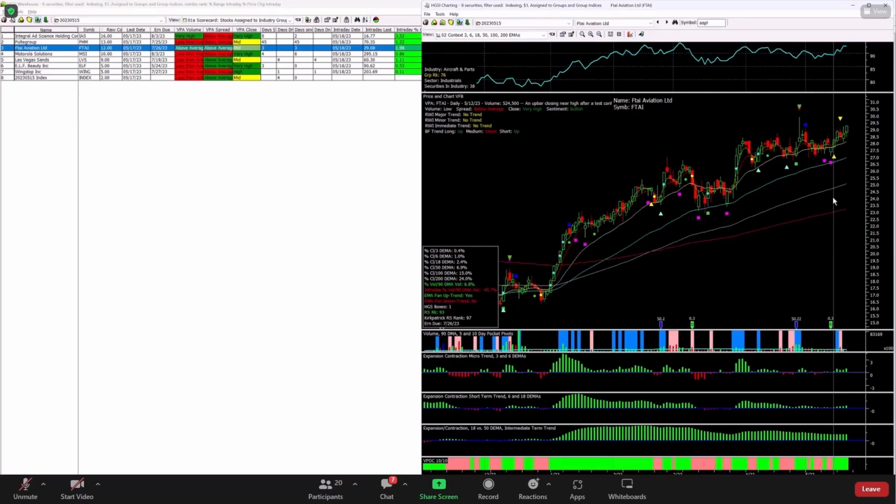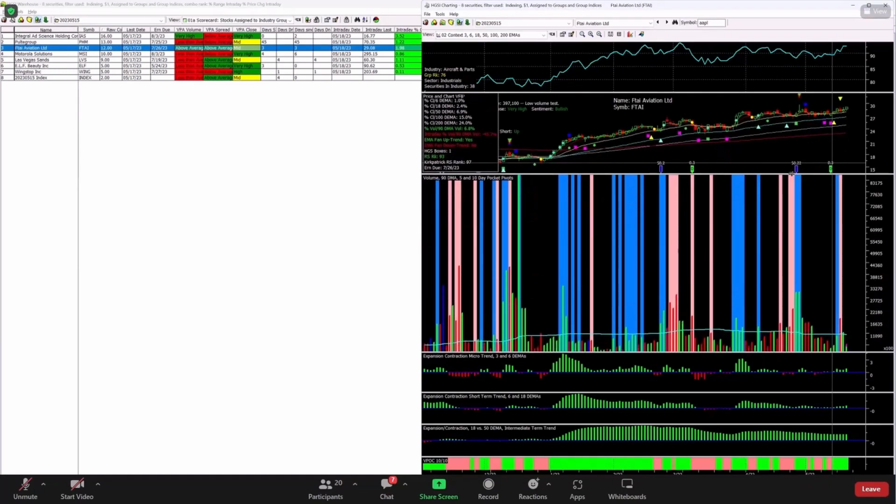In addition to the crossovers, we have volume price analysis information right here. So on this day or these 2 days, this is a low volume test. You can see that when you click on that area, it shows right here, a low volume test. What is a low volume test?